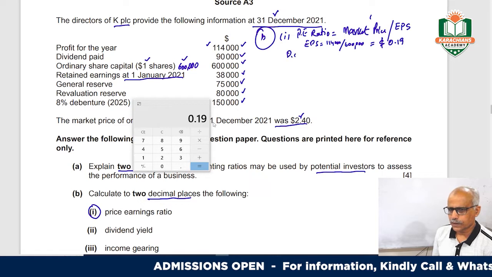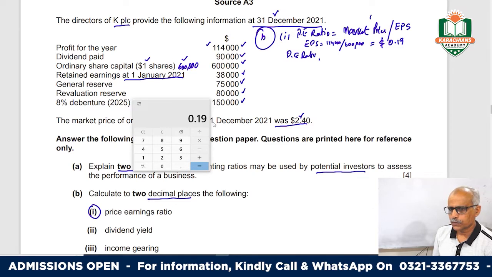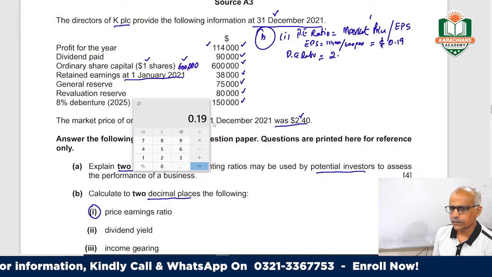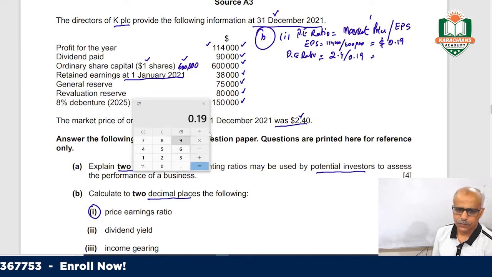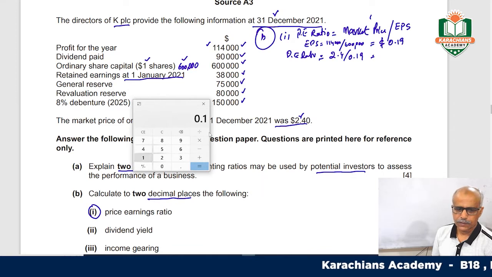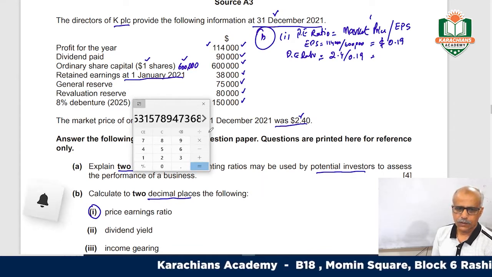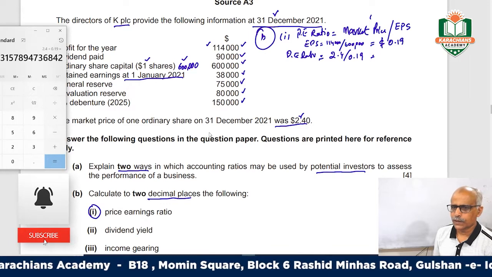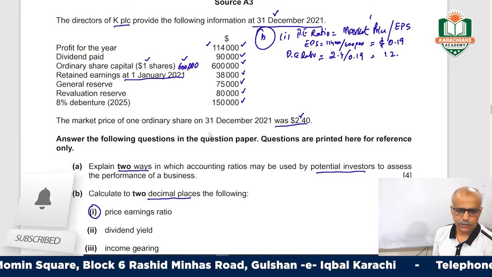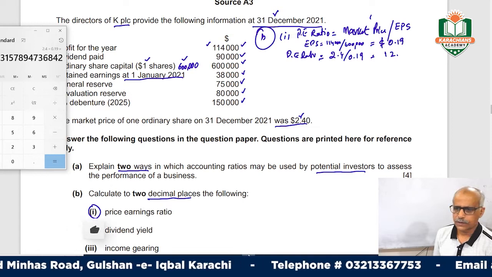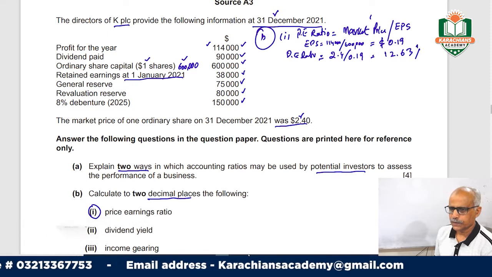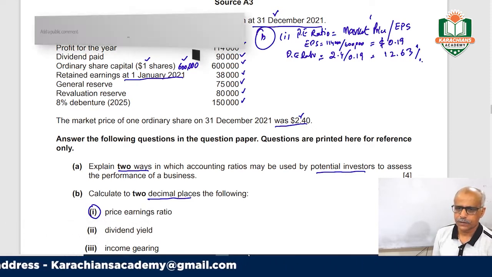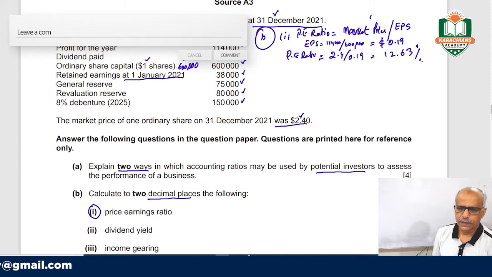So the PE ratio we can calculate. PE ratio will be market price, 2.4, divided by earning per share, 0.19. So 2.4 divided by 0.19. How much is this? 12.63, right? So the PE ratio is 12.63. Move on.